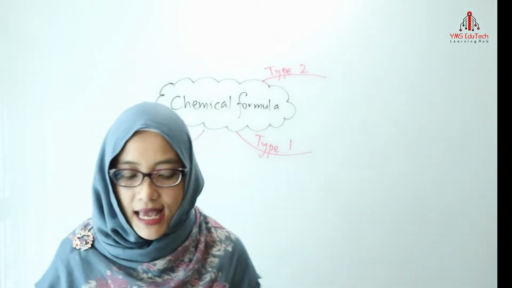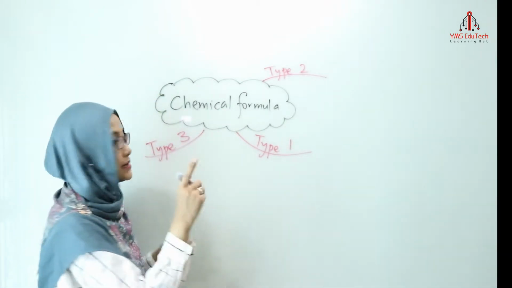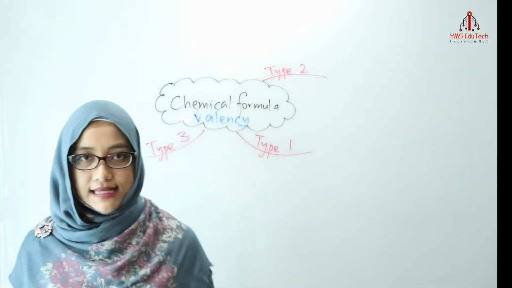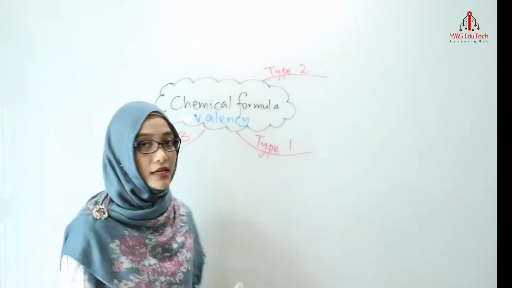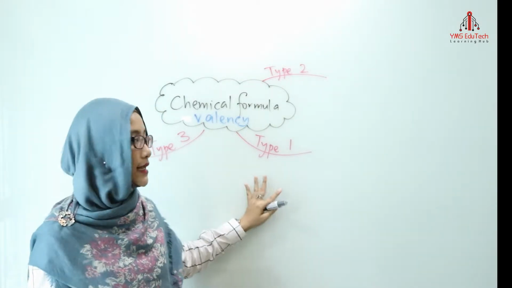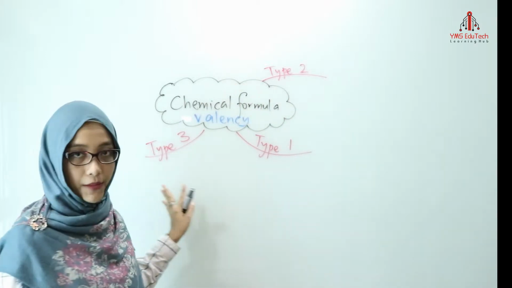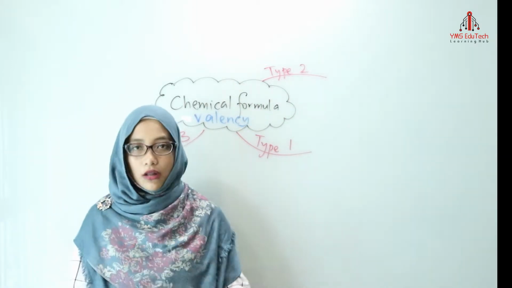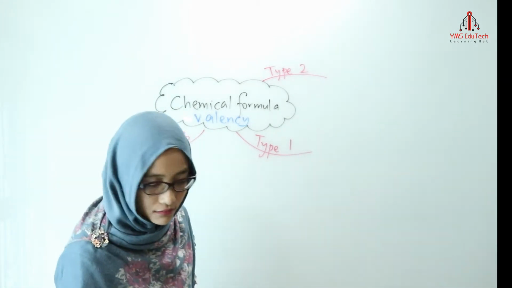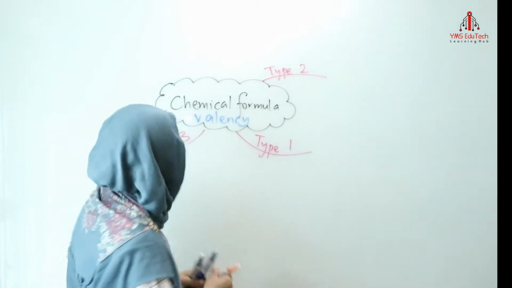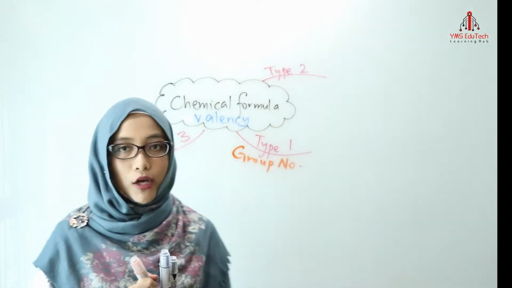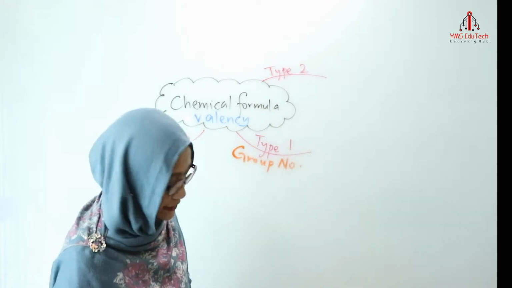Now, chemical formula is heavily dependent on one simple thing, that is valency. What is valency? Valency is the number of electrons involved in bonding. So you will see later that for all the 3 types I'm going to touch on related to chemical formula, all of them involve valencies. Okay, so let's look at type 1. Type 1 is related to group number. We are going to relate group number to valency.